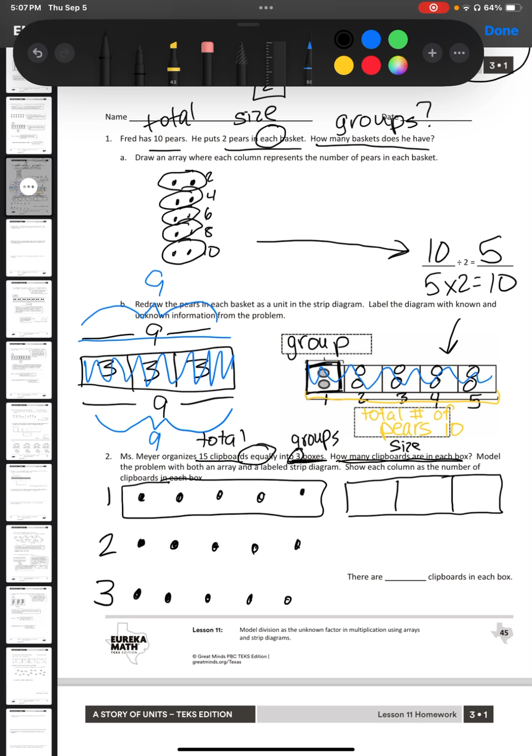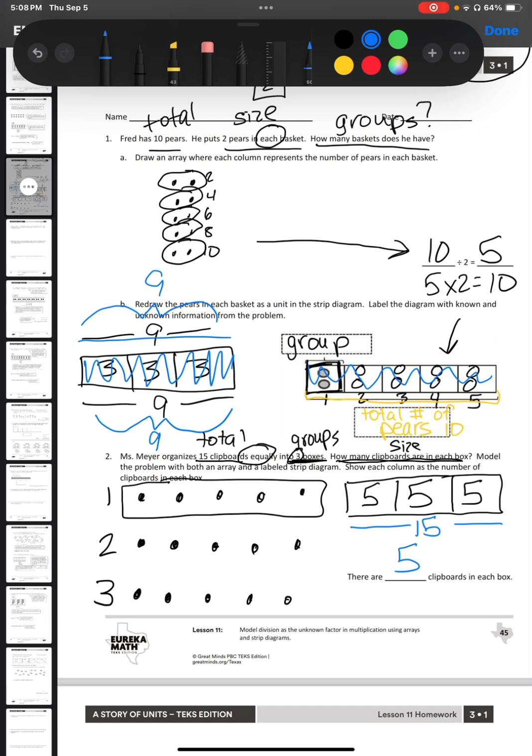We said that there were 5 clipboards in each box. Now you could go through and put 5 dots in each box, 5 tally marks in each box, or you could just simply put the number 5 in each box. From there, let's label the total, and I'm going to run it across the bottom. And finally, what we need to do is answer the question. There are blank clipboards in each box. The answer is 5. For a challenge, I would have your kid write a corresponding multiplication and division sentence.